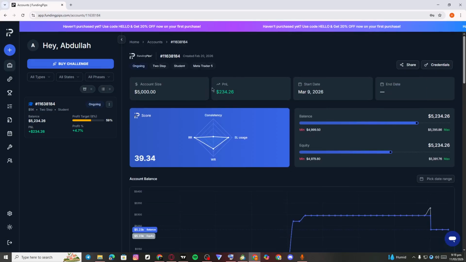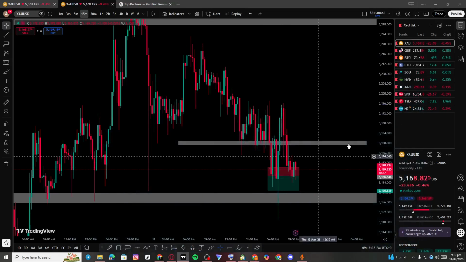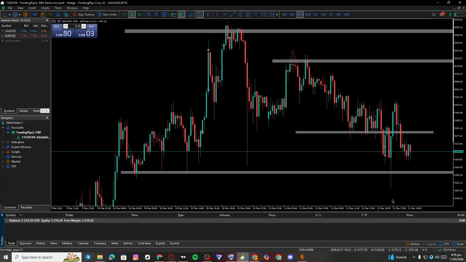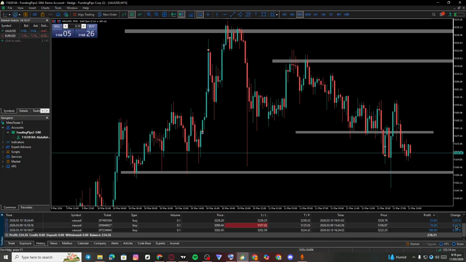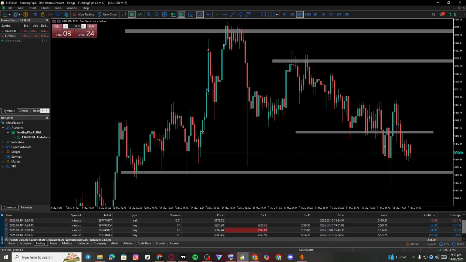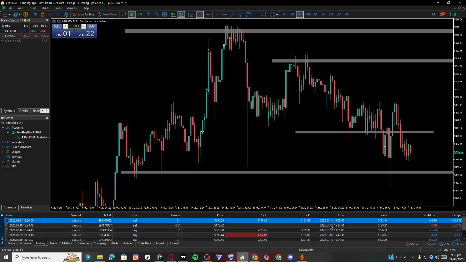CPIs are always tricky to handle. So this was the trade for the day. You guys can see this on the MT5 as well. Go to history for today. Yeah, $61 was lost today.